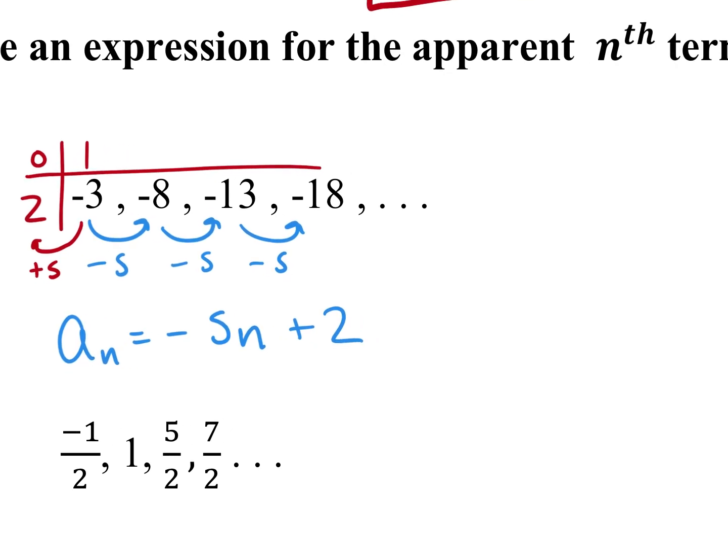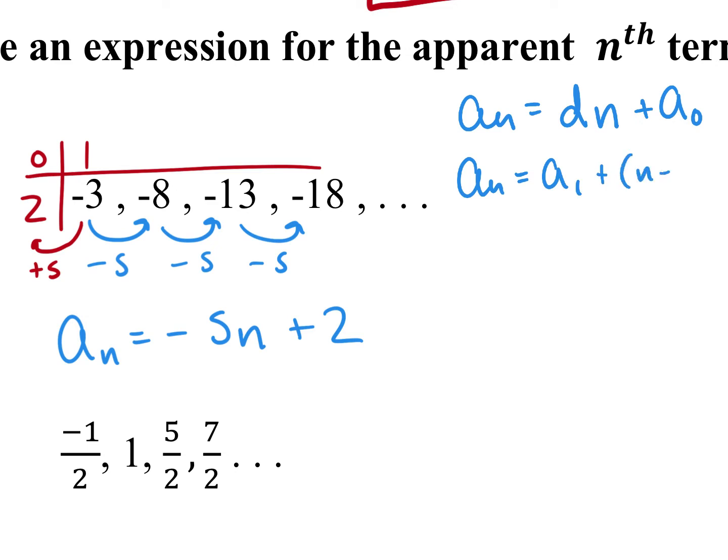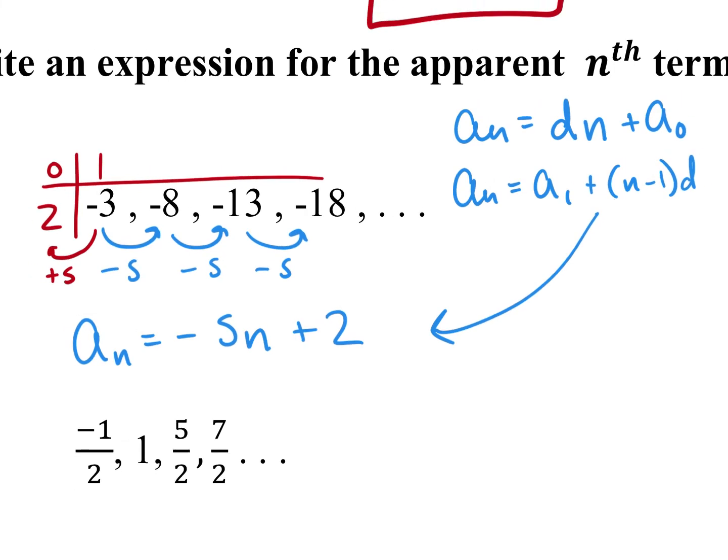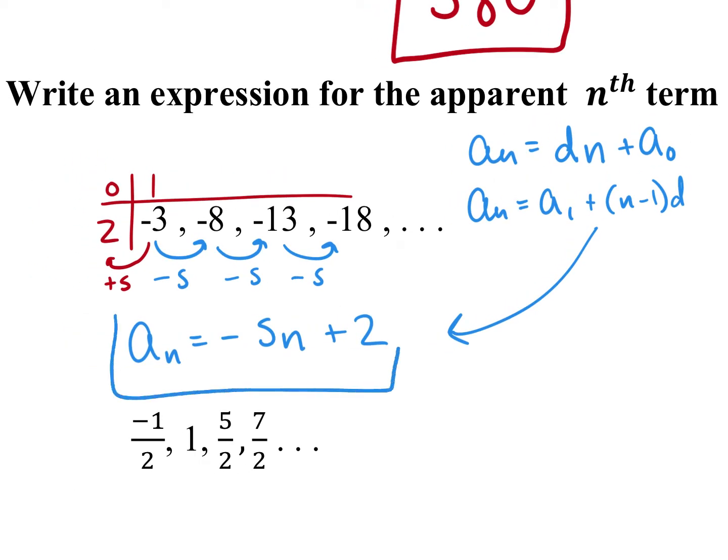So remember, our equation here is a sub n is equal to d times n plus a sub 0. Or you could use the other one, which is a sub n is equal to a sub 1 plus n minus 1 times d. When you simplify this, you'll end up with the same. Any questions here?